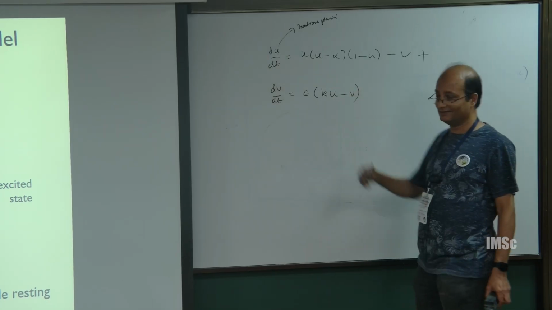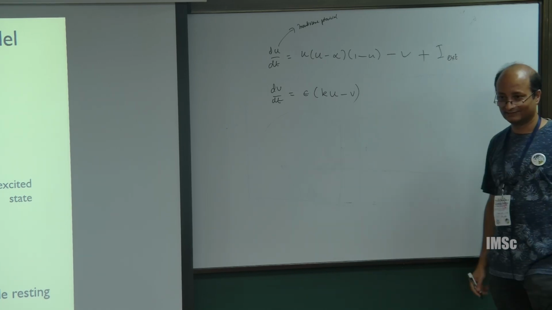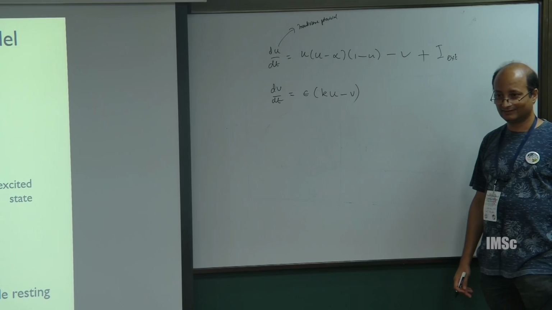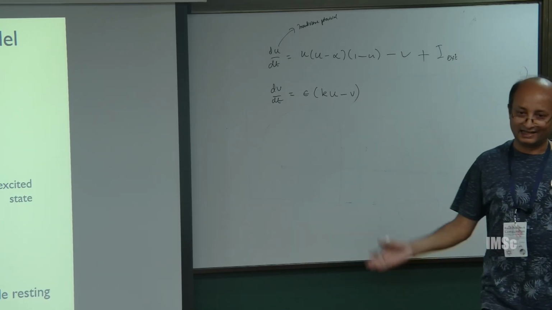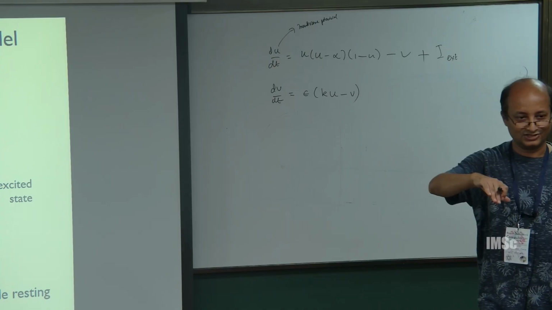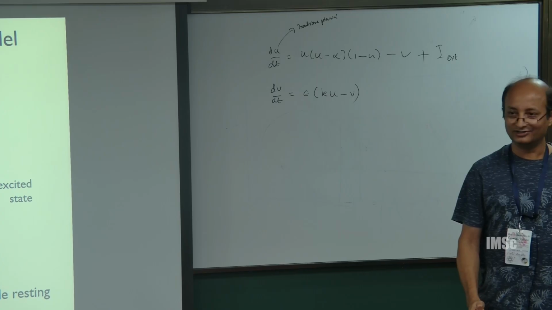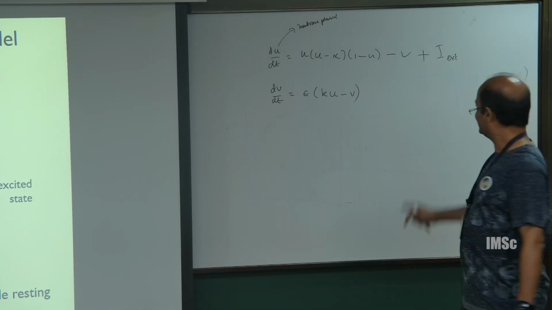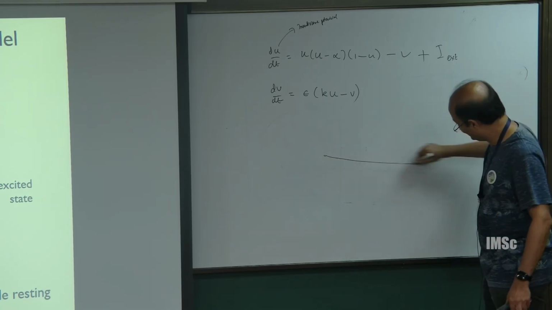Yeah, right? So essentially I can think of it as a current. So this is my stimulus. This could be coming from another neuron through a synapse or gap junction, or it could be me putting an electrode in and trying to stimulate it. Now what happens if I introduce this to my nullclines?